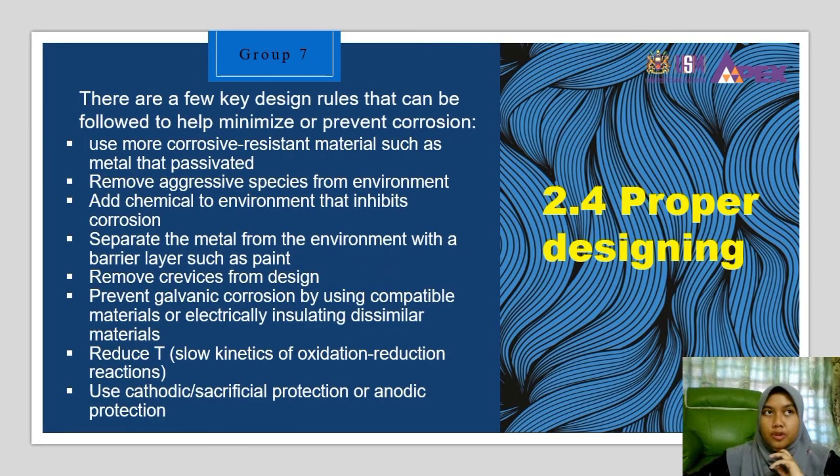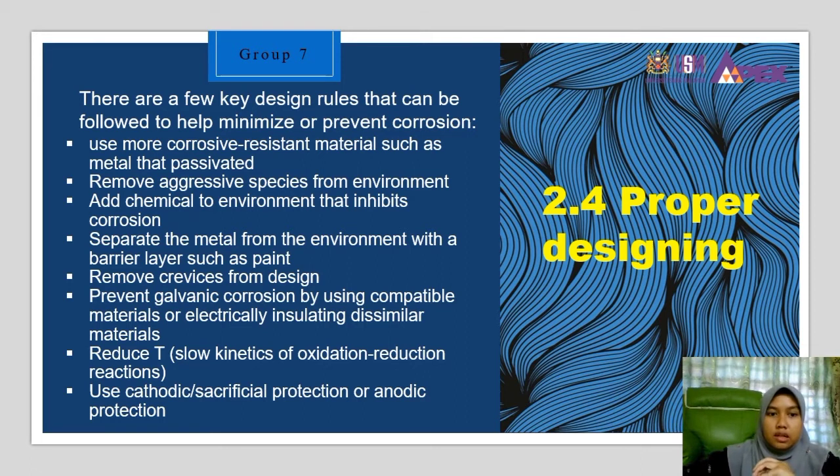So next for corrosion protection is proper designing. There are a few key design rules that can be followed to help minimize or prevent corrosion. First, use more corrosion resistant materials such as metals that are passivated. Second, remove aggressive species from the environment. Add chemicals to the environment that inhibit corrosion. Separate the metal from the environment with a barrier layer such as paint.